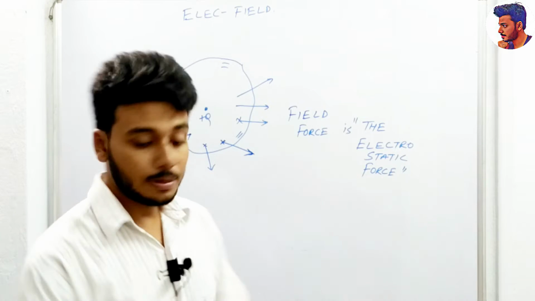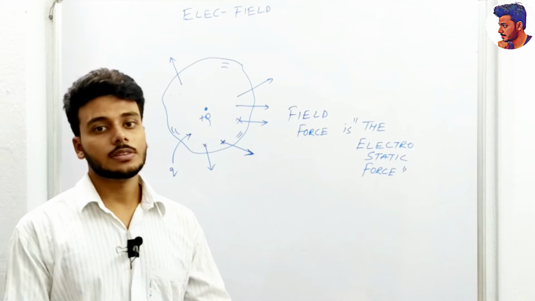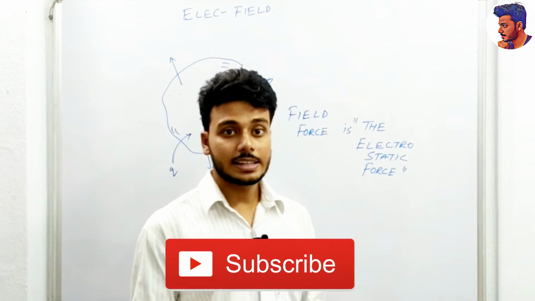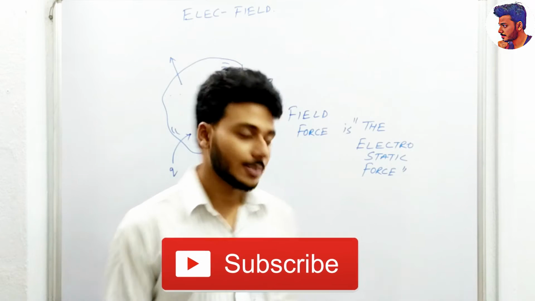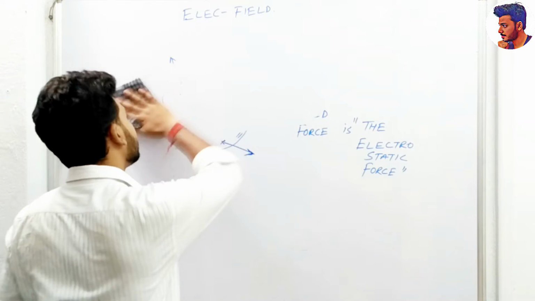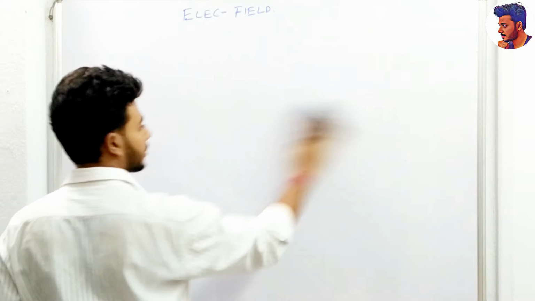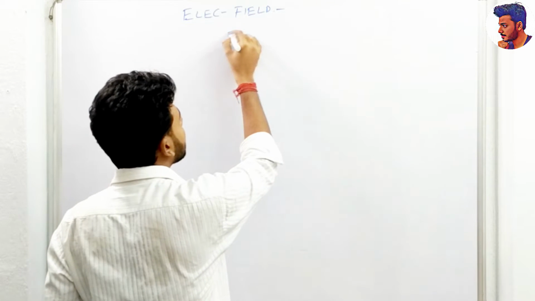We can easily determine that by introducing a new physical quantity, which is basically known as the electric field strength, or in other words, electric field intensity. Okay, so what is the electric field strength or electric field intensity? So electric field intensity.